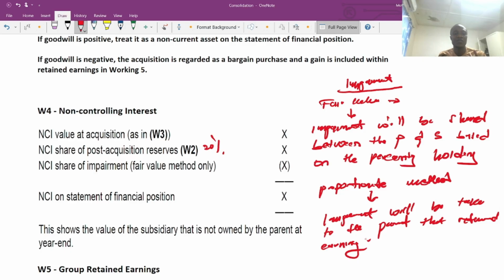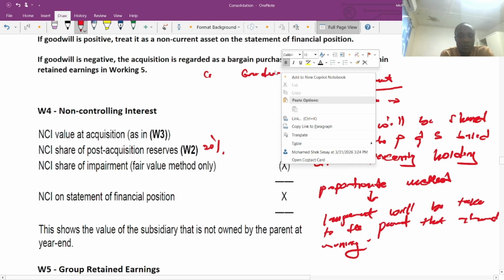So if we are going to use the fair value model, therefore the impairment, we are going to share it between the parent and the subsidiary. But if we are not going to use the fair value model, instead we are going to use the proportionate model, then it means that impairment, we are not going to share it. We are going to take it directly to the retained earning. So now, the double entry will be like this for impairment. Obviously we are going to credit goodwill, because we are going to reduce the value of the goodwill. That's impairment.